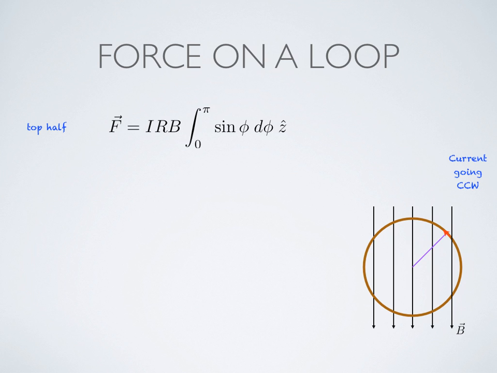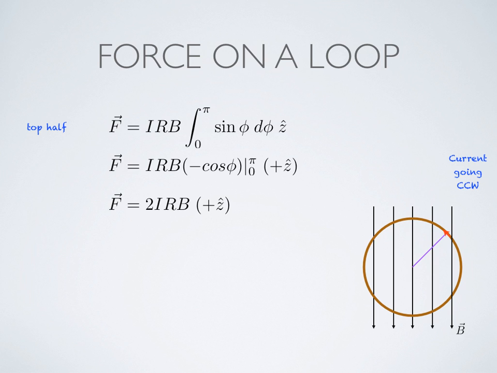The I, R, and B are all constant, so I can pull them on through. The integration of the sine of phi just gives me the minus cosine phi. And when I plug in the limits, I get negative 1 and 1 with the negative sign out front. That gives me a total of 2. So 2IRB in the z hat direction is how much the top half of this circle is being pushed toward me right now.